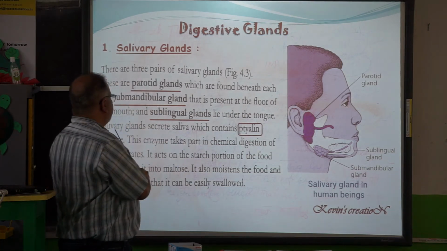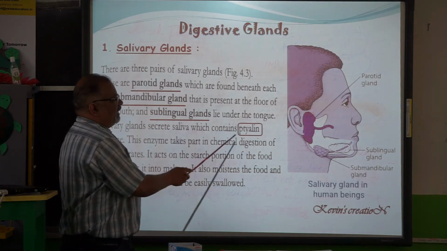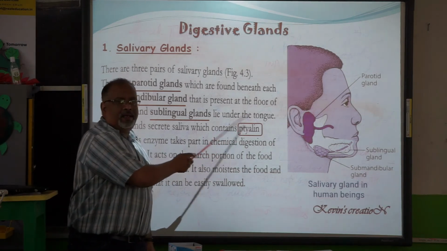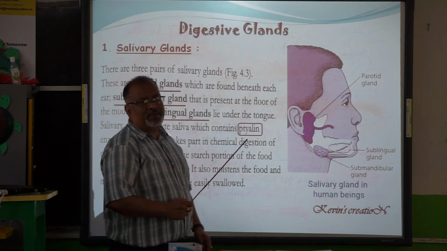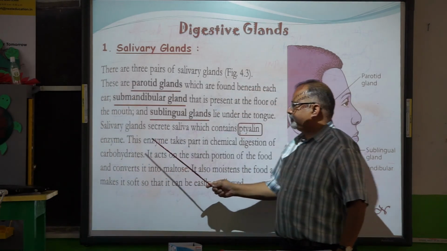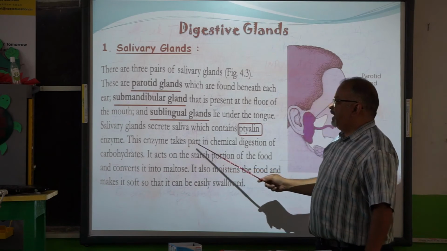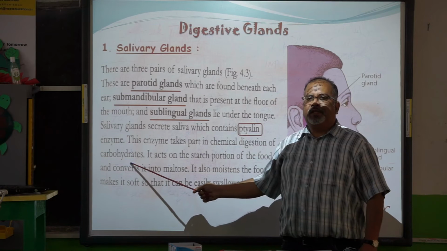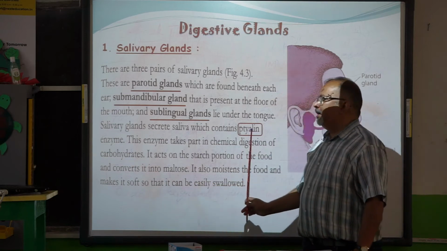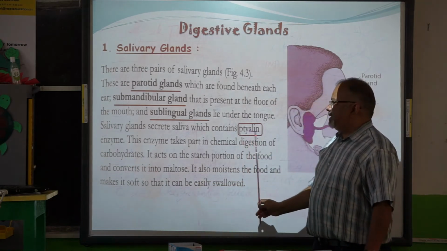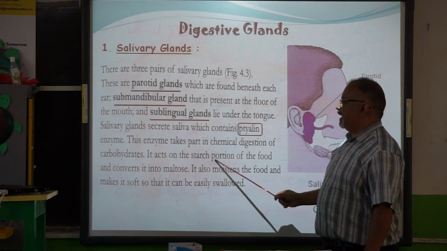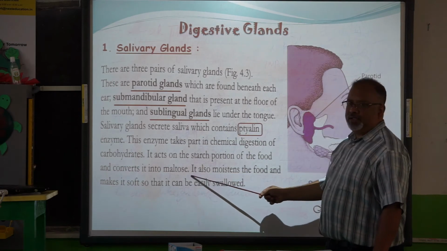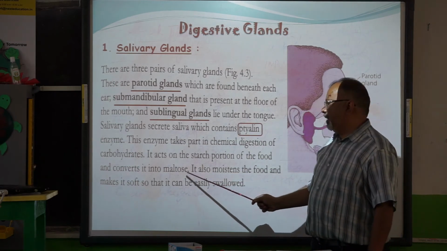It's written here. Salivary gland secretes saliva which contains ptyalin. P is silent. Ptyalin. It is an enzyme which helps in the digestion of food. This enzyme takes part in the chemical digestion of carbohydrates. So starch is digested because of this enzyme, that is ptyalin. It acts on the starch portion of the food and converts it into maltose. So starch is converted into maltose.